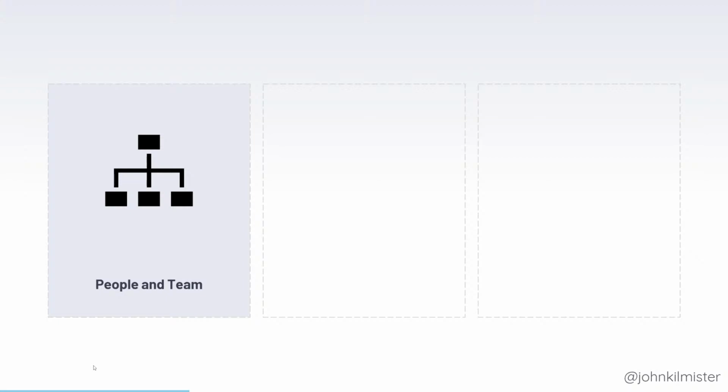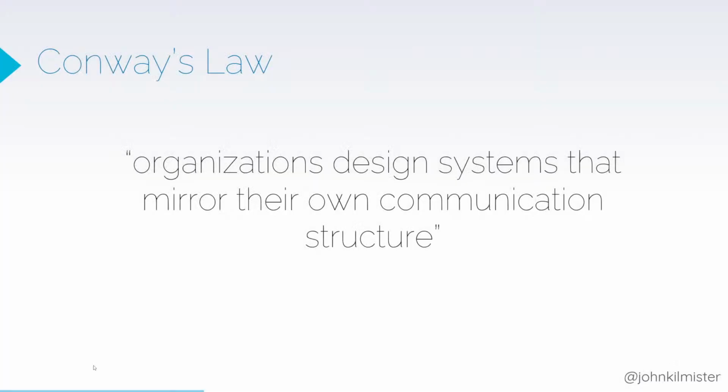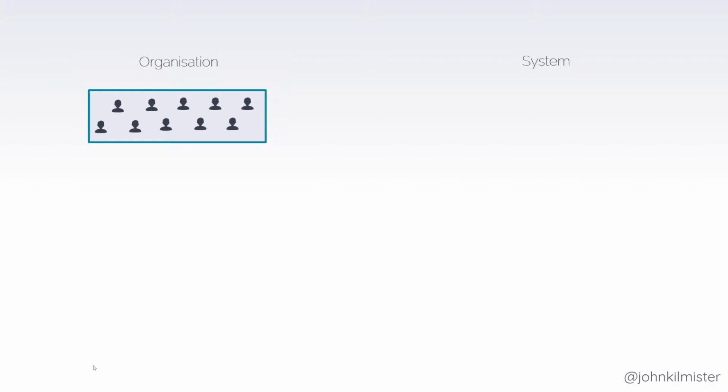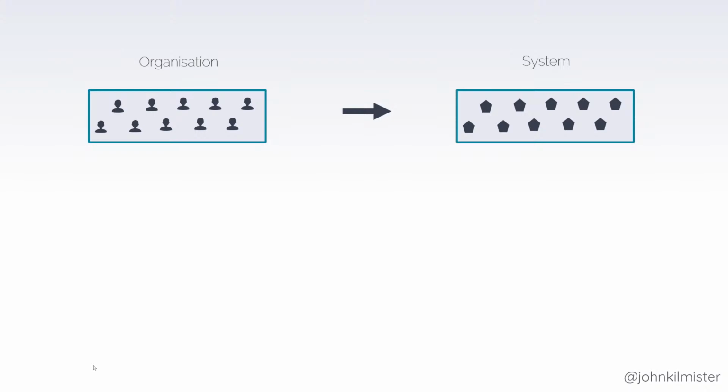So people and team. There's this concept called Conway's law, and the idea is that organizations design systems that mirror their communication structure. And this is really important when we're thinking about a monolith. A monolith will naturally be built if you have a single team. An organisation that puts all its engineers together in one block will build a system, even if it's made of smaller components, that is effectively a monolith.